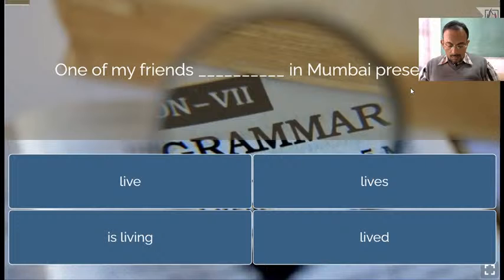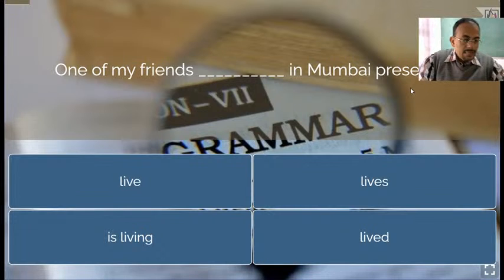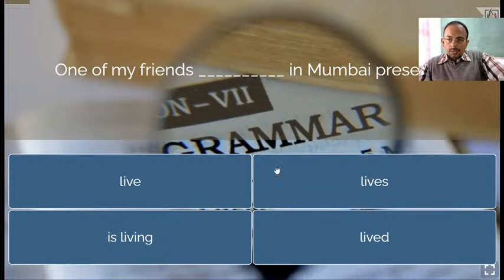Good morning, all of you. Yes, good morning, Tanvi and Arya. Absolutely correct. It's is living. Why is living? Let me explain you the meaning also, I mean the rule also. See here, dear students.